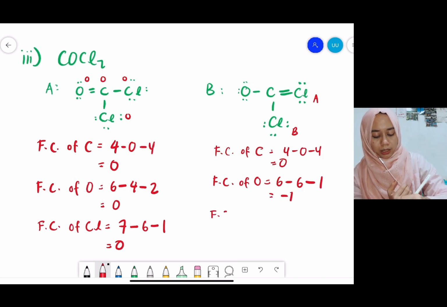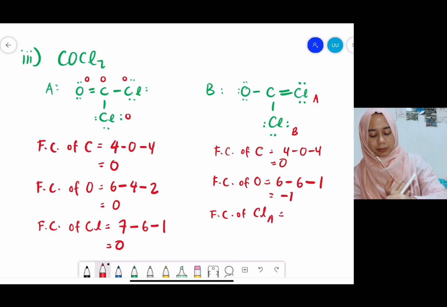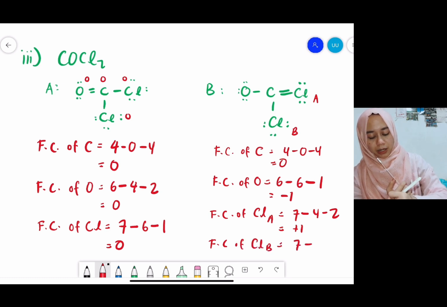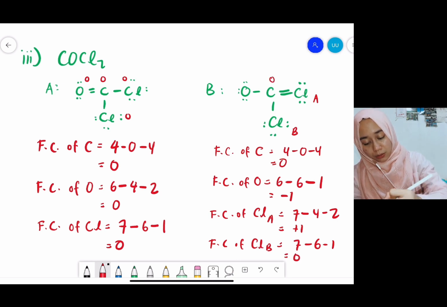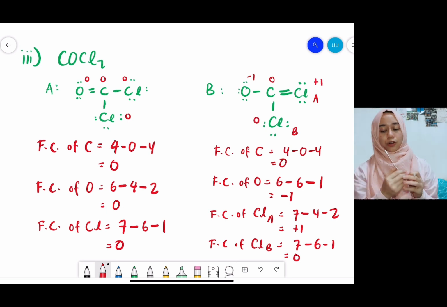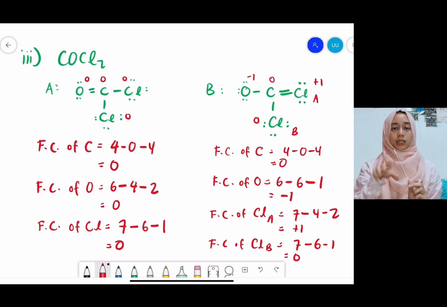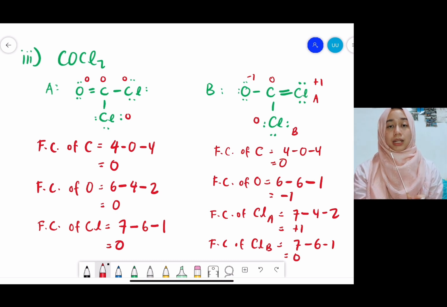And then formal charge of ClA pula adalah sama dengan 7 tolak 4 tolak 2. So, you get positive 1. Formal charge of ClB pula adalah sama dengan 7 minus 6 minus 1. You get 0. So, untuk carbon tadi 0. Untuk oksigen negative 1. Untuk ClA positive 1. Untuk ClB 0. Okay. Kalau kita total up the formal charge untuk semua atom, you still get 0.